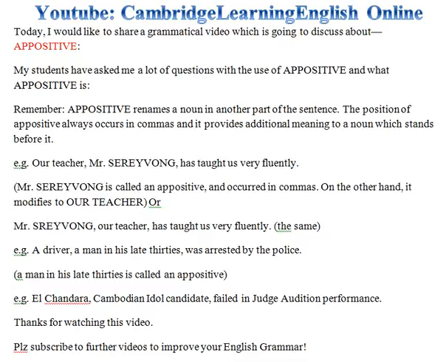You could also put the appositive at the end of the sentence. The police arrested the driver, a man in his late 30s. So here's the appositive. There's a comma after the word driver, but all of this, a man in his late 30s, describes this word, driver.